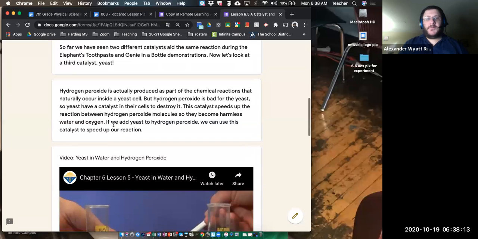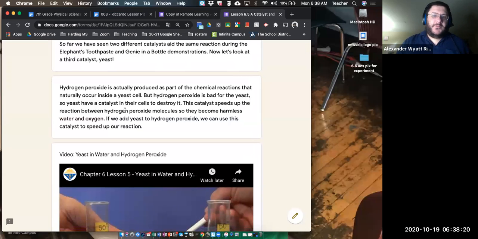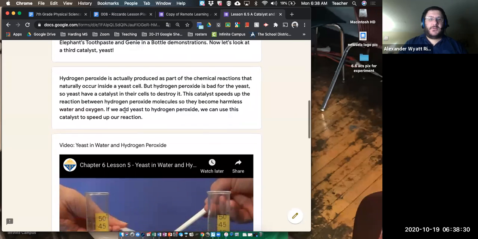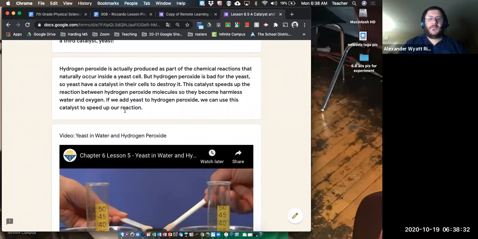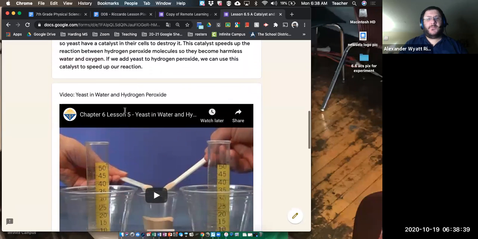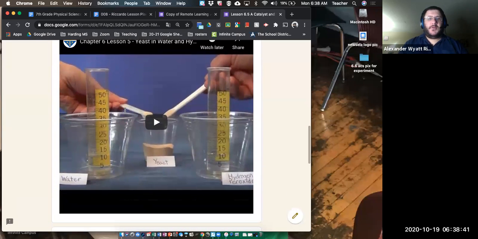Now let's take a look at the third one, called yeast. Not east, yeast. Get it? It is actually produced as part of the process, but hydrogen peroxide is bad for yeast. So yeast has a catalyst in their cells to destroy it. This catalyst speeds up the reaction so the hydrogen peroxide becomes harmless water and oxygen. If you add yeast to hydrogen peroxide, we can see this catalyst speed up our reaction. All right, so let's take a look.